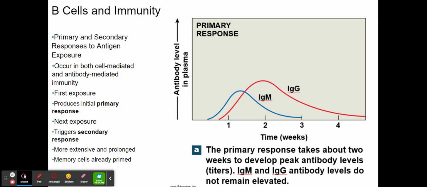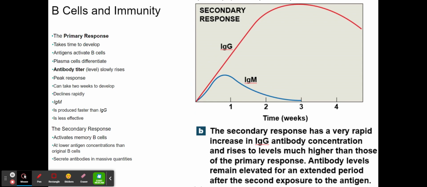The primary response takes time to develop because the antigen must activate the appropriate B cells. These cells must then differentiate into plasma cells. As plasma cells differentiate and begin secreting, the concentration of circulating antibodies makes a gradual, sustained rise. During the primary response, the antibody titer, or the level of antibodies in the plasma, does not peak until 1 to 2 weeks after the initial exposure. If the individual is no longer exposed to the antigen, the antibody concentration then declines.